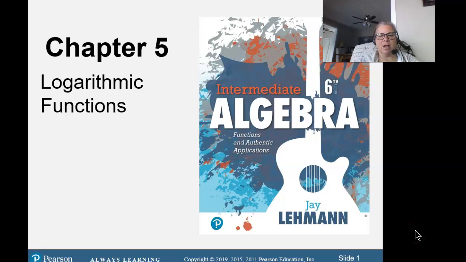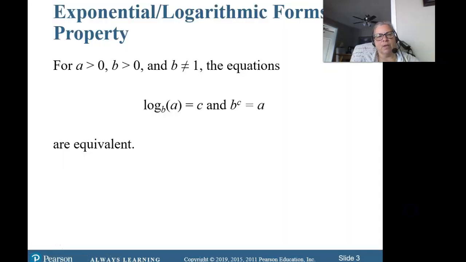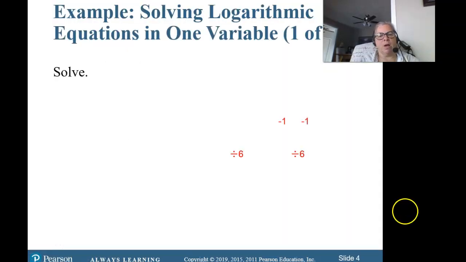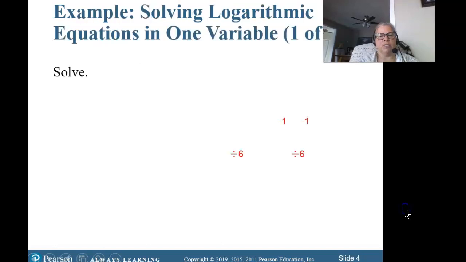Hi guys, time to talk about Chapter 5, Section 5.4, Properties for Logarithms. There are two forms that we want to talk about today, exponential form and logarithmic form. On the left, you will notice log b of a, and that is the logarithmic form. On the right, you have b raised to the c equals a, and that's exponential form. Both of these are equivalent, and knowing the formats and that both are equivalent will be very important when we begin solving equations.